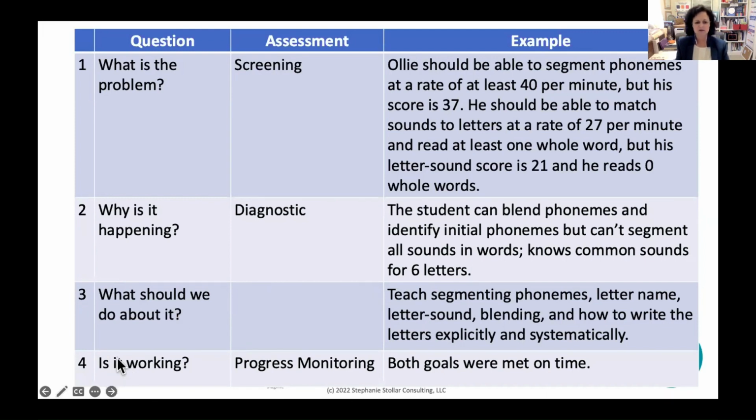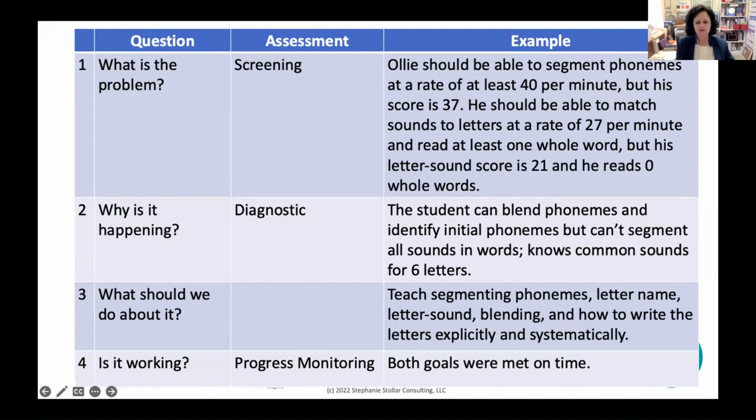We would use that diagnostic assessment information to plan instruction, to put instruction in place for Ollie. That instruction might involve teaching the student to segment phonemes, teaching letter names and sounds, how to blend letter names and sounds, and so on. And we would progress monitor over time to make any adjustments to that instructional plan. This is an illustration of how this might play out for an individual student.